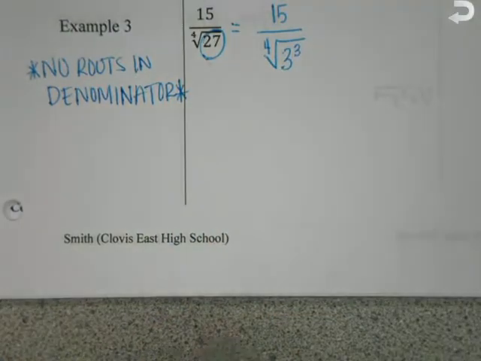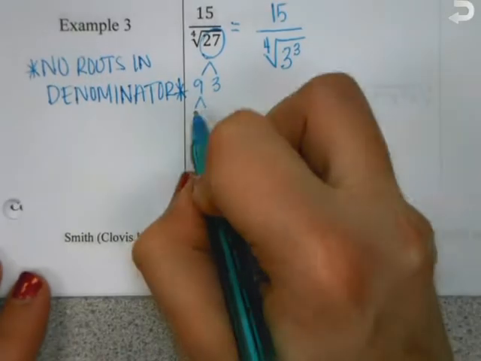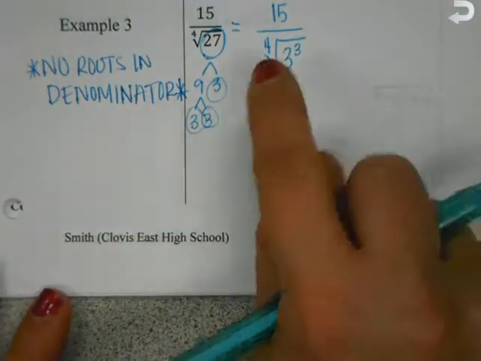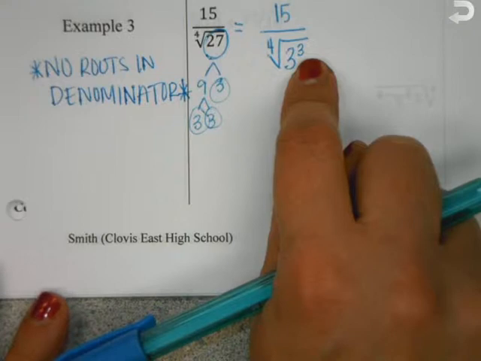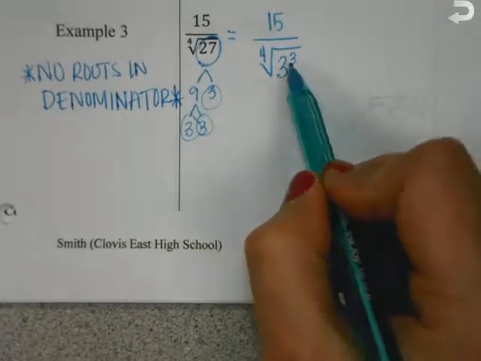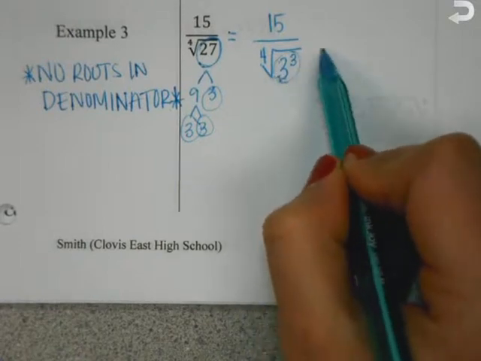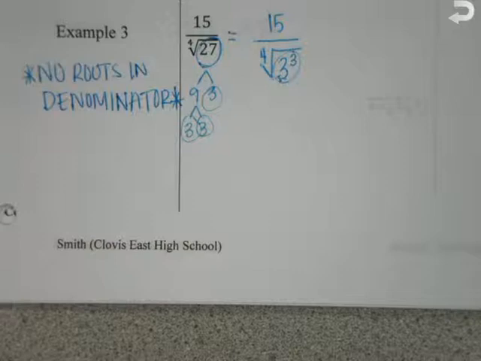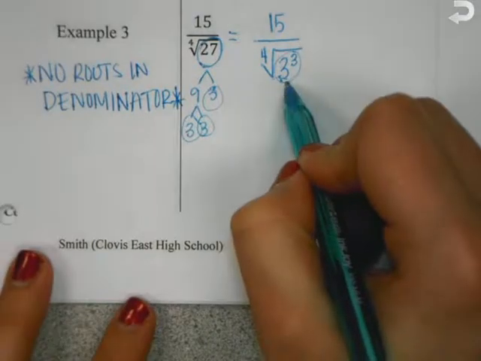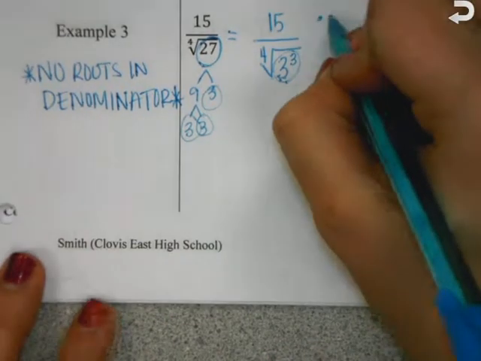We could break 27 down to 9 and 3, and 9 breaks down even more to 3 and 3. So we have 1, 2, 3 threes in there. So this is 3 to the third. Is everybody okay with that? Okay. So let's think about this. How many 3's do I have to have inside that radical in order for the fourth root to go away? 4. How come 4? Because it's a fourth root. We're looking for groups of 4, right? So how many 3's am I missing? 1. Just 1. So multiply the top and bottom by the fourth root of 3.